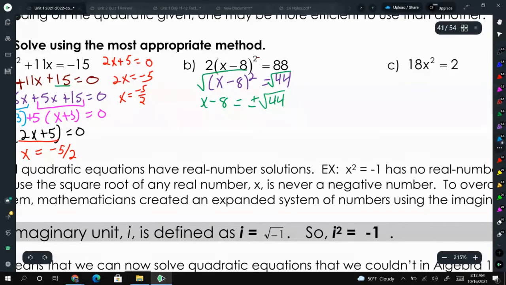And what I will do first is break this radical up. x minus 8 equals plus or minus. 44 is going to be 4 times 11. The square root of 4 is 2. So 2 times the square root of 11. Then I have my two equations. x minus 8 equals negative 2 square root of 11, and x minus 8 equals positive 2 times the square root of 11.